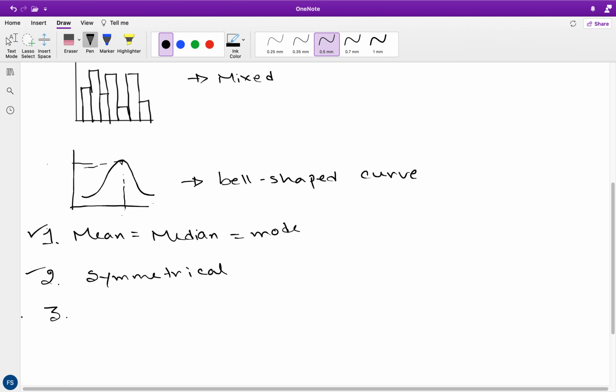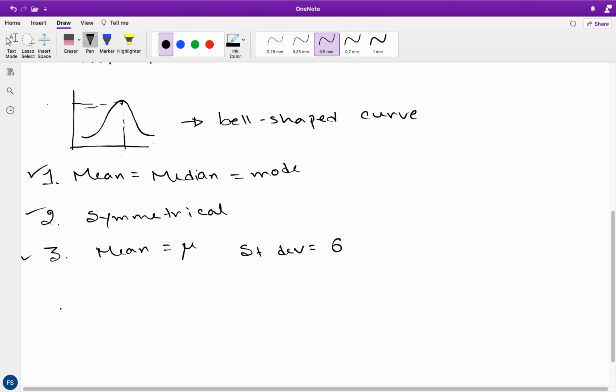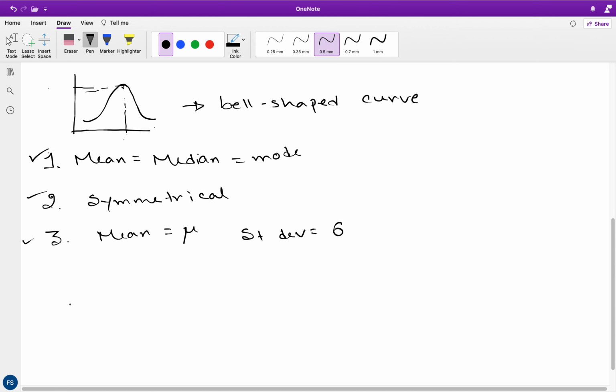Number 3, we use two important parameters to describe this normal distribution. The first one is mean, and we represent this by using this letter. And the second one is standard deviation, and we represent that by using this letter. So these three things are very important to understand normal distribution. Now let's discuss a few examples with numbers. Let's say the mean score of SAT is maybe 1150, and it has a standard deviation of 150, for example.